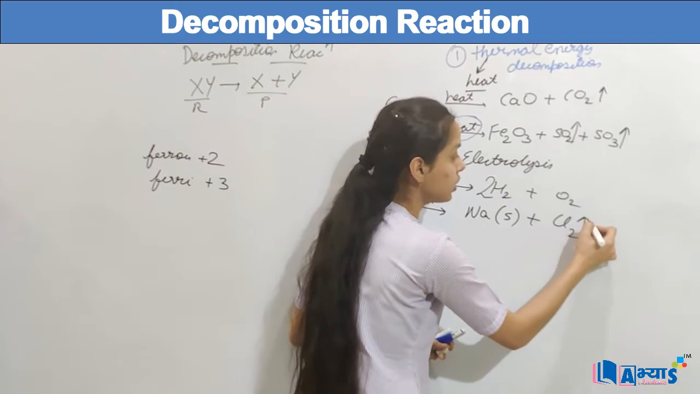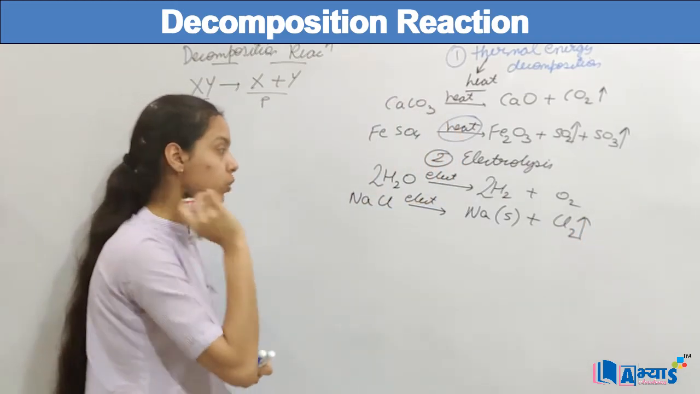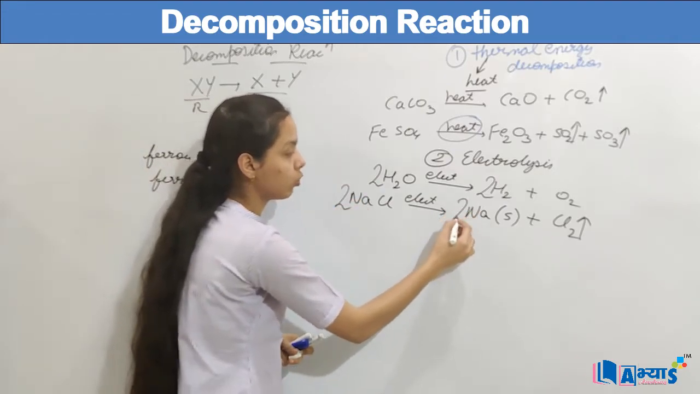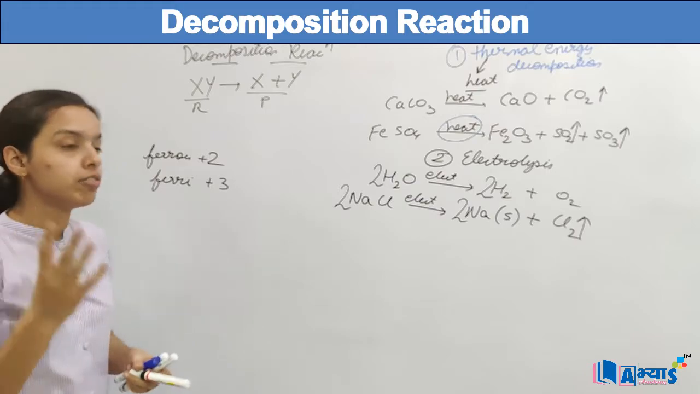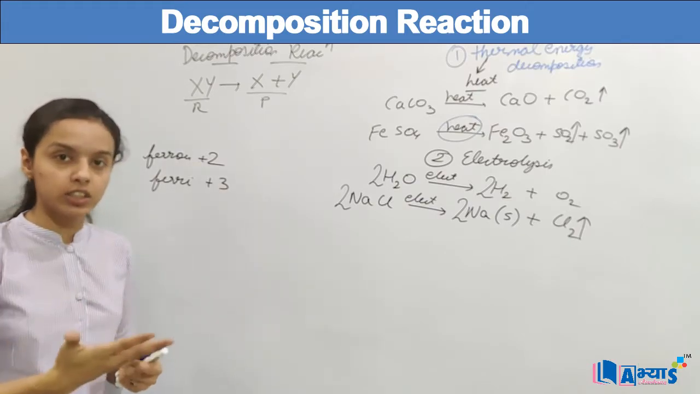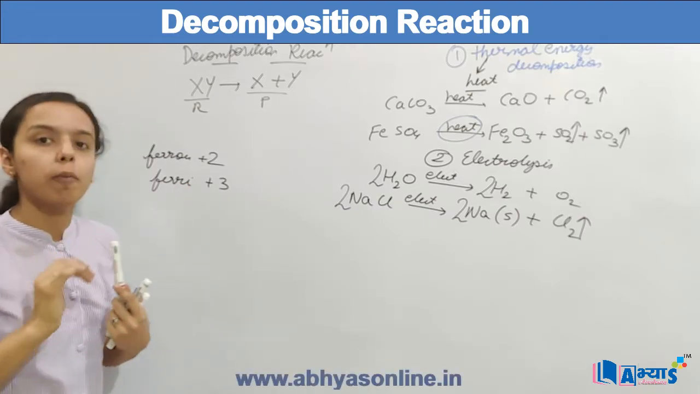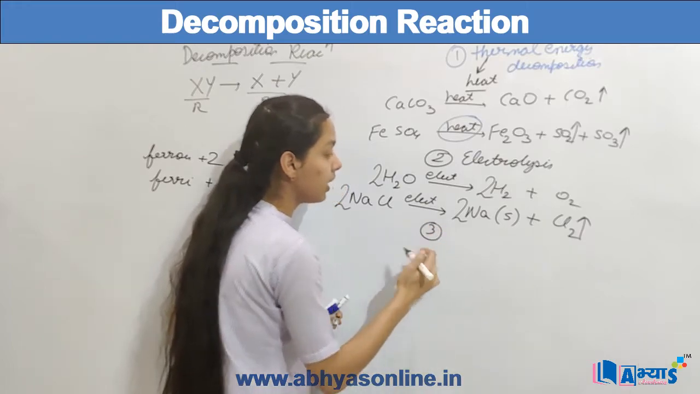As it is a gas, I will show it with an upward arrow. Now it is also not balanced, so I will write 2 over here and 2 over here. This was the second example of decomposition, which includes providing electrical energy, or providing electricity, to do the decomposition reaction. The third category includes supplying light energy.